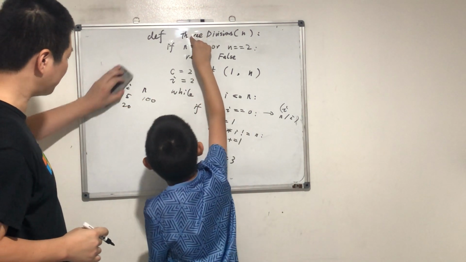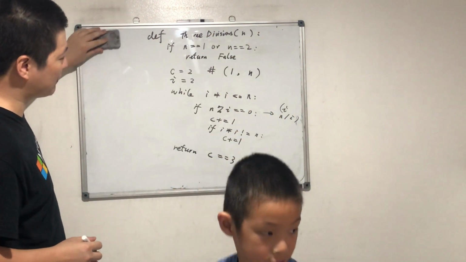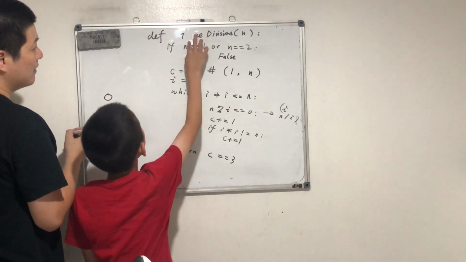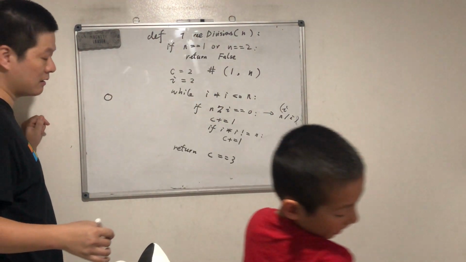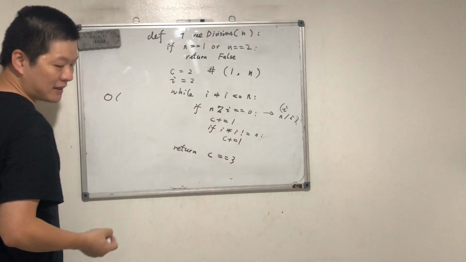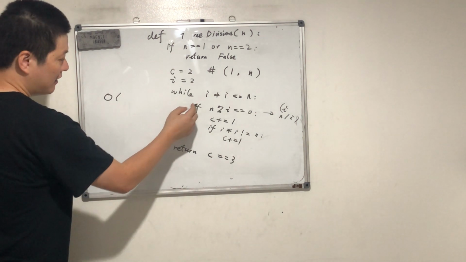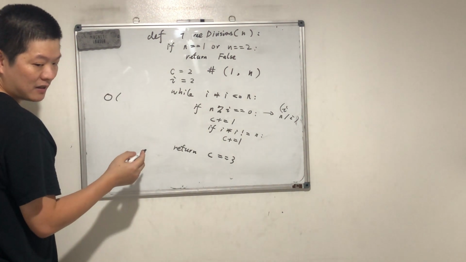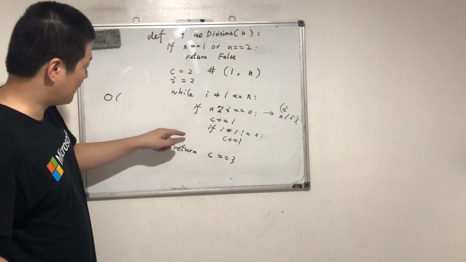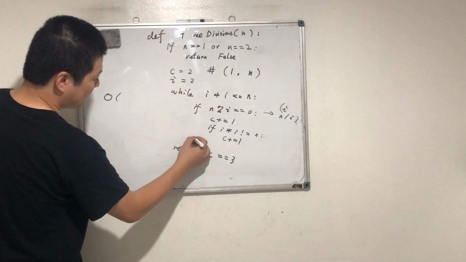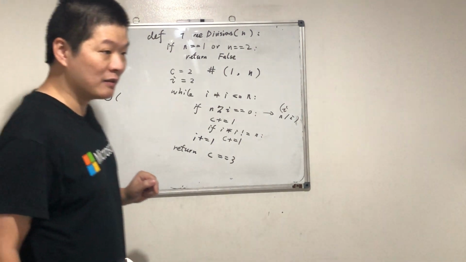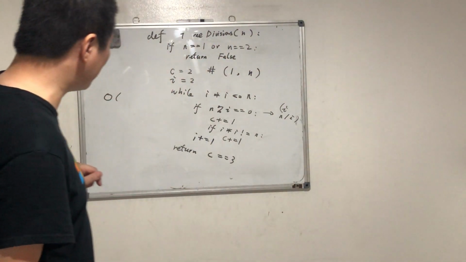Okay, what's the time complexity for this function? Come on, that's very easy. O of N. Okay, here is the missing i plus equal 1. Right? What's the time complexity?